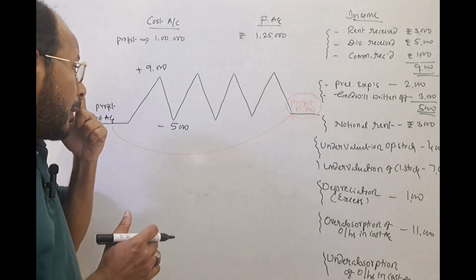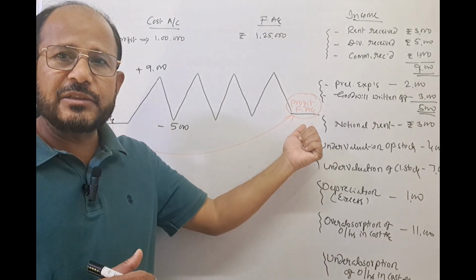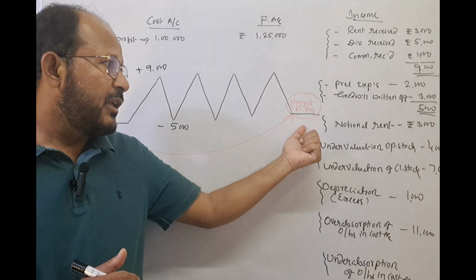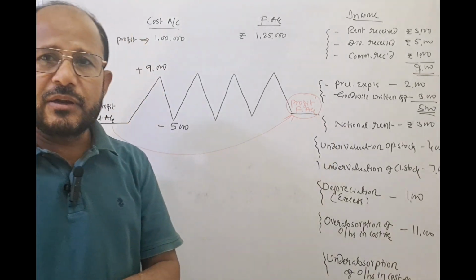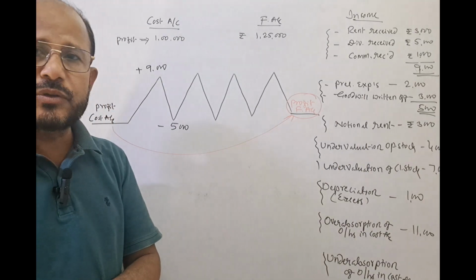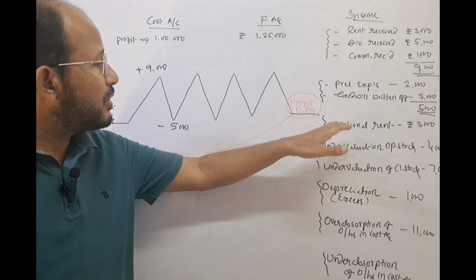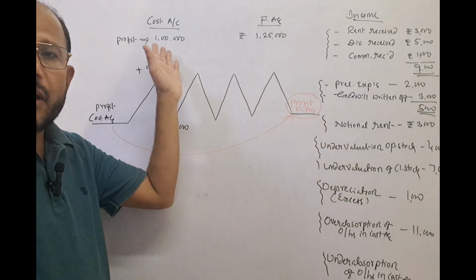Our target is to reach the profit as per the financial accounts, right? That is why, in order to reach this target, how to adjust this one? Where have we shown the notional rent as a charge? We have shown this notional rent in the cost accounts.